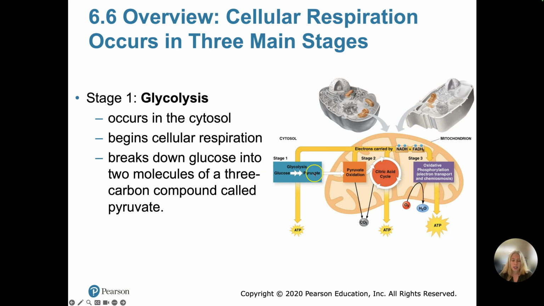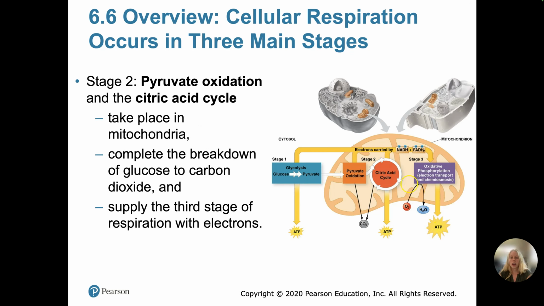In stage 1, glycolysis, which will be represented by blue throughout this lecture, it occurs in the cytosol and it begins officially cellular respiration. Glycolysis breaks down glucose into two molecules of a 3-carbon compound called pyruvate. So we start out with glucose at the beginning of glycolysis. At the end of glycolysis, pyruvate is produced and a little bit of ATP is produced in the process. Notice that the amount of ATP that is produced is indicated by the size of the little bubbles. Glycolysis and then the citric acid cycle produce small amounts of ATP. The most ATP is produced over here in oxidative phosphorylation, since that little bubble is a lot larger.